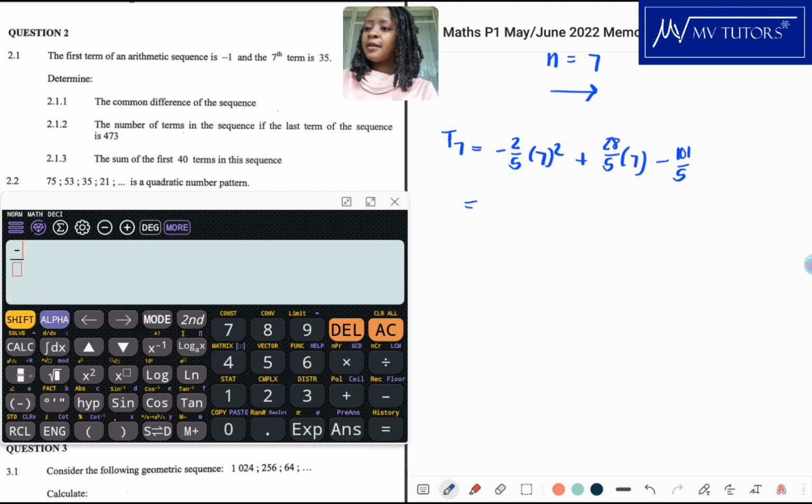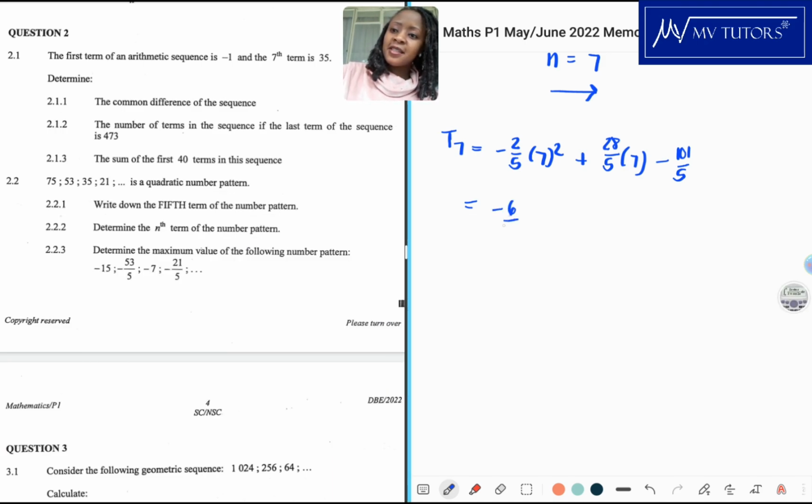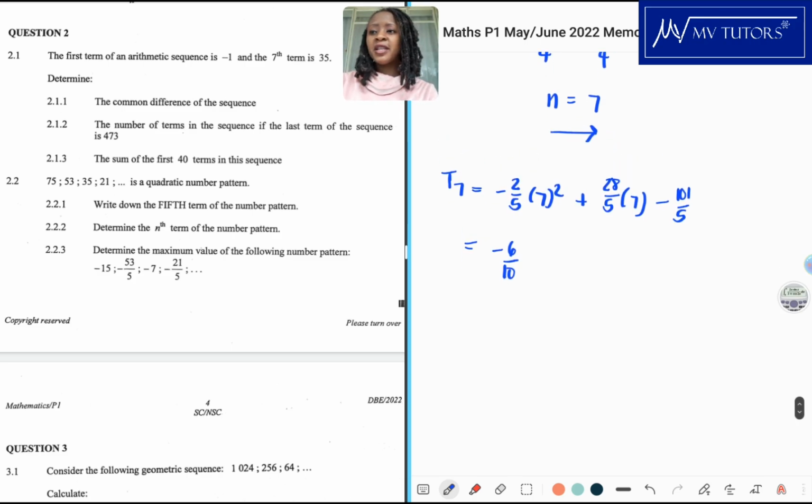So I have minus 2 over 5, 7 squared, so that's 49, plus 28 over 5 times 7 minus 101 over 5. Okay, so we get negative 0.6, which is negative 6 over 10. Negative 6 over 10.